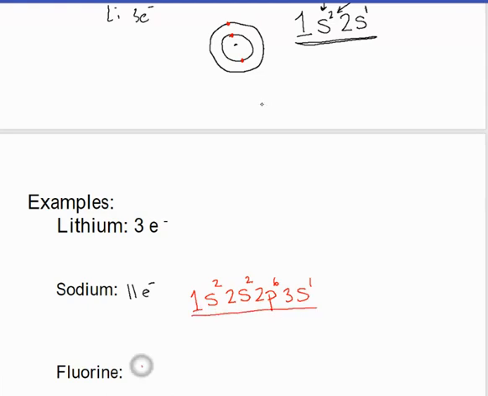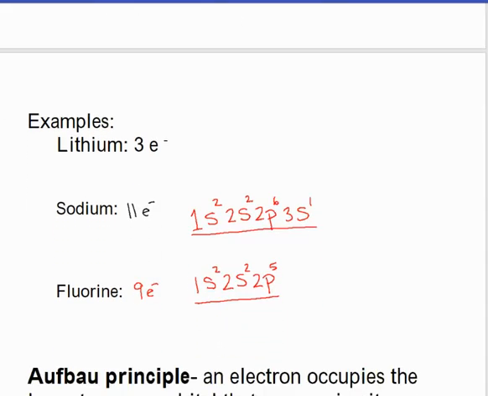Okay, fluorine has 9 electrons total. I'm going to use what I have up here to write this one out. So it would be 1s2, 2s2, 2p, and I'm going to stop there. I have 4 electrons, and I have 5 more that I need to add. Remember, this 2p can hold up to 6 electrons, but I only need 5. So this is the full electron configuration for fluorine.